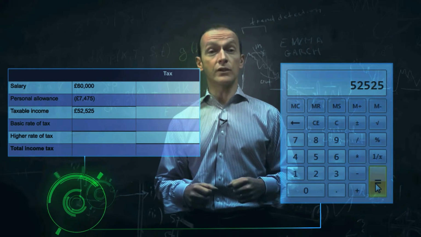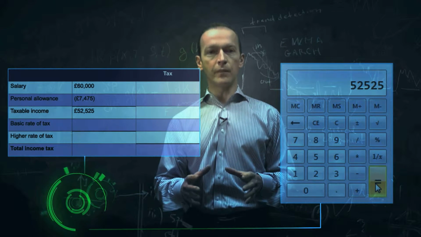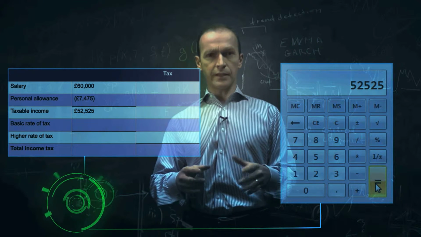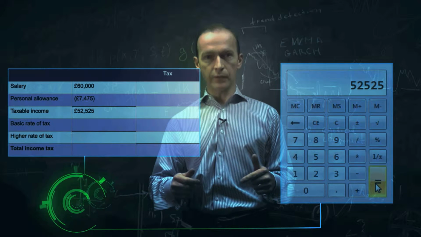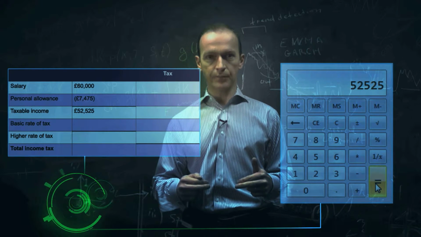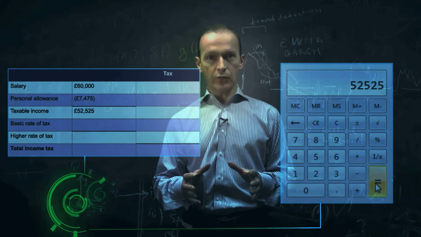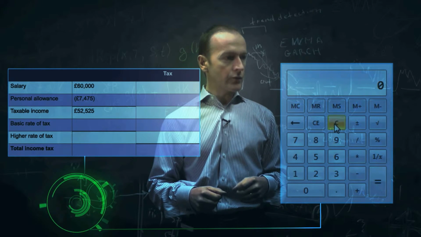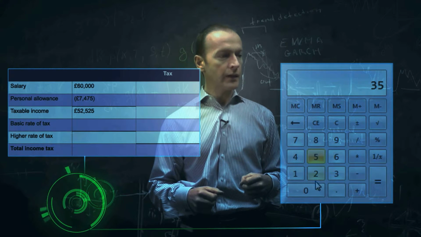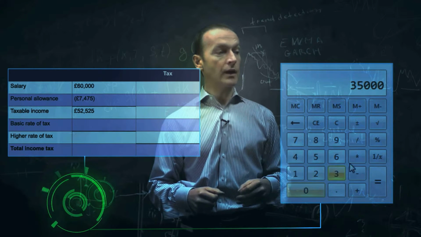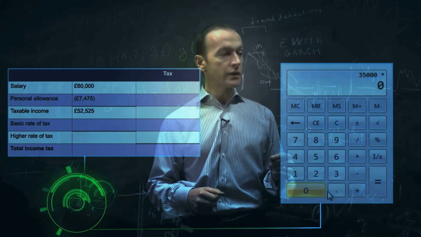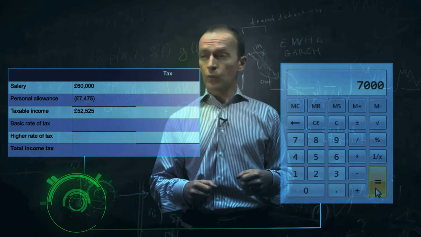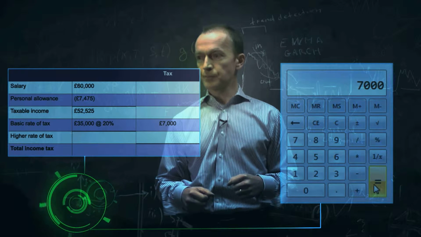Now that is the total taxable income for Martin. But we also know that a portion of that is going to be taxed at the basic rate and a portion of that will be taxed at the higher rate. So we do the basic rate section first. In your calculator, type in the basic rate, £35,000, and then we're going to multiply that by 0.2. 0.2 for 20%. We then put that into the table.